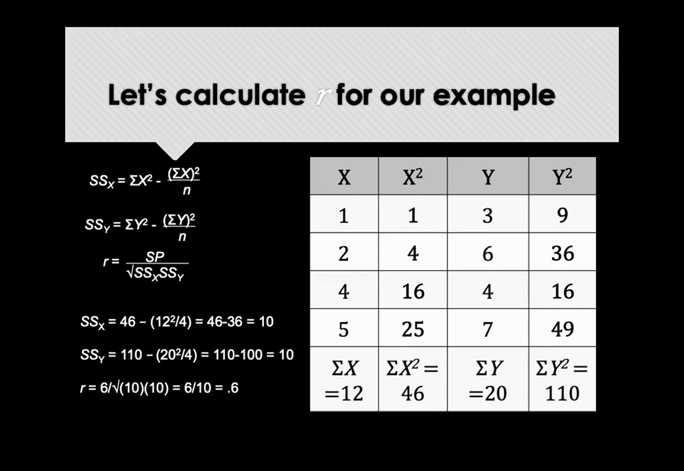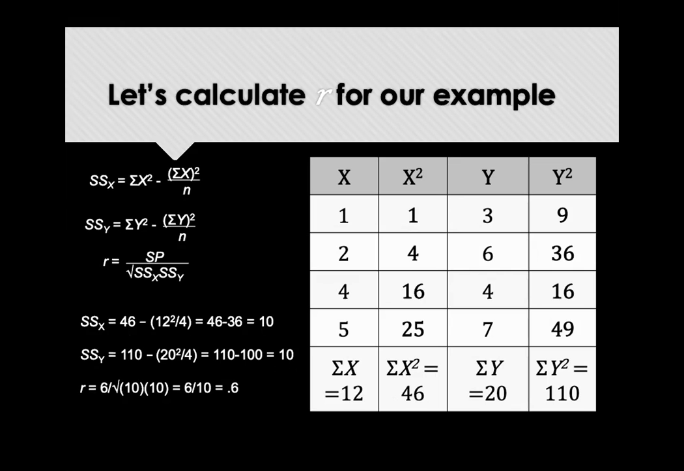And then you can plug the values calculated in this table into the sum of squares formulas. So that's what I've done here. Sum of squares X is equal to the sum of X squared, pulling that directly from the bottom of column 2, 46, minus the sum of X, 12, squared, divided by N. Again, N is 4. That equals 46 minus 36, which equals 10. Calculate sum of squares Y, doing the exact same thing for the Y columns, and you get 10 also.